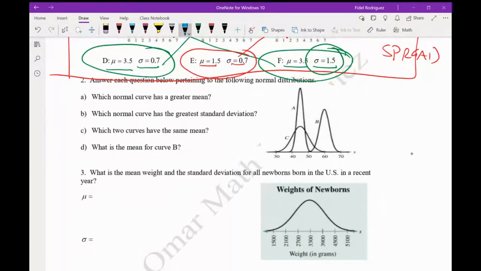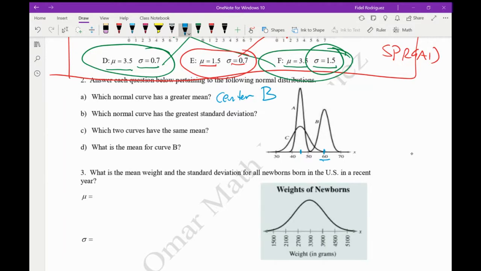Okay, so remember what the mean is. The mean is going to be the center of the graph. So here's the center of this graph. This looks like it's about 45. And the center of this graph looks like it's about 60. So which graph has the bigger center? Well, I would say B does because the center is centered at 60, right? So this would be B.